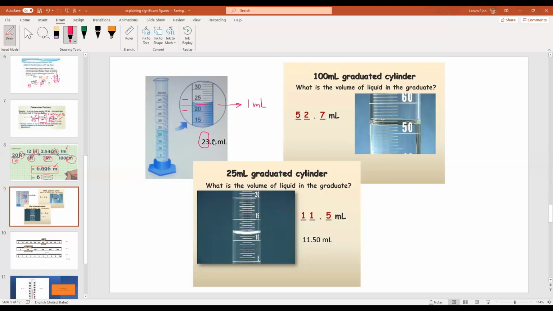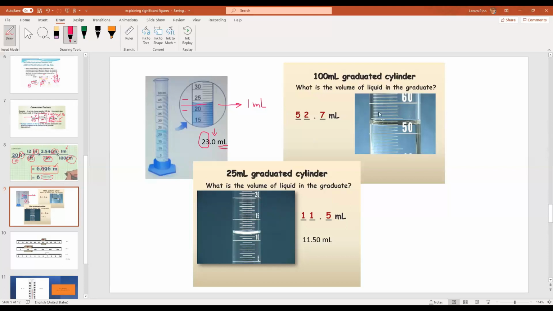But it is here in this case, but it could be in between, and then you have to say 0.1, 0.2, whatever. So in this case you have to put 23.0 milliliters. The unit is very important.